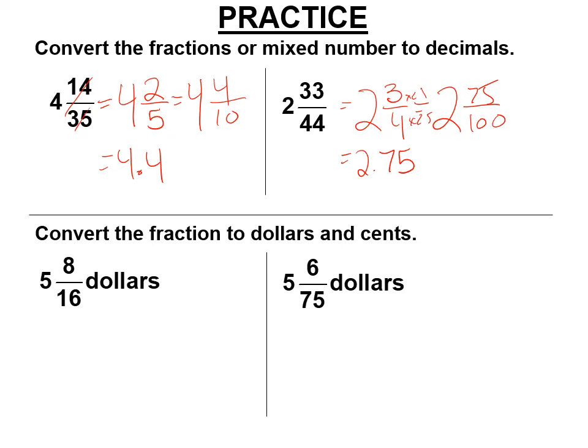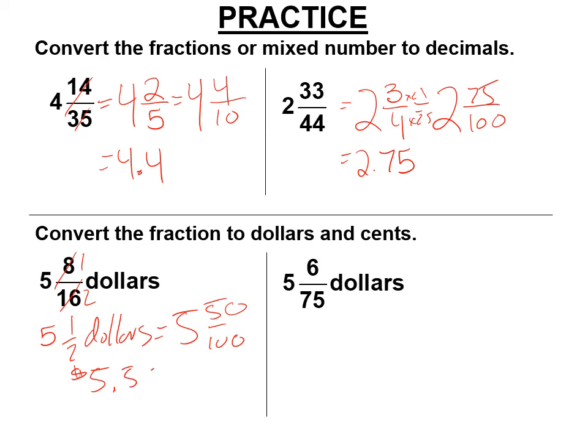5 and 8/16 dollars. I said that wrong. 5 and 8/16 dollars. Well, that simplifies to 1/2. $5.50, right? Yeah, it's 5 and 5/10, but we need dollars, so we need 50 hundredths. So it's $5.50.